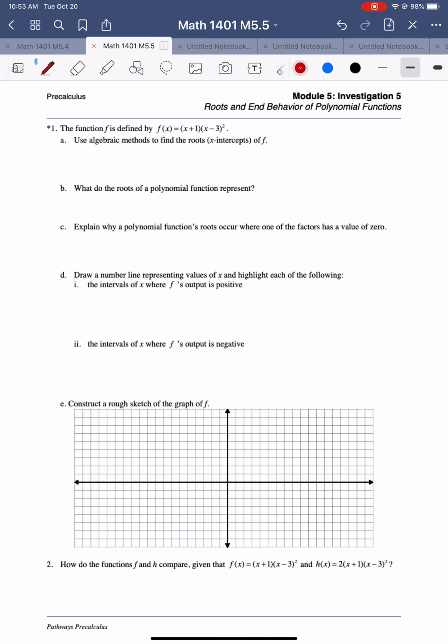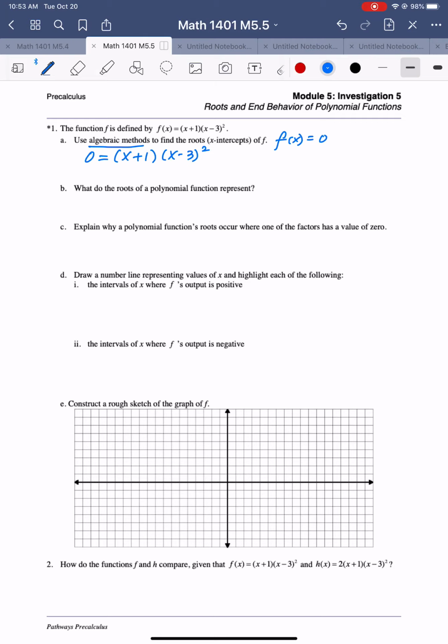So number 1, the function f is defined by f of x equals x plus 1 times x minus 3 squared. So we are using the algebraic method to find the roots. Anytime you're looking for the roots of a polynomial, we use f of x equal to 0. We just set f of x to 0 because the root always happens when y equals 0. So 0 equals x plus 1 times x minus 3 squared.